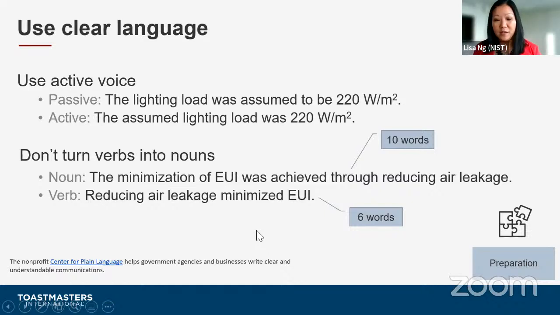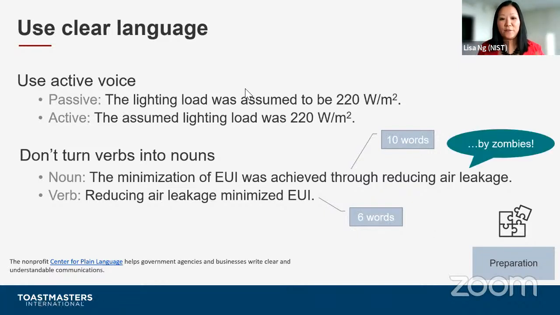I also have a link here at the bottom. The Center for Plain Language is where I got these tips from. They help government agencies and bureaus write in clear language. So that might be a resource that you find useful to find a lot more tips on how to use clear language.